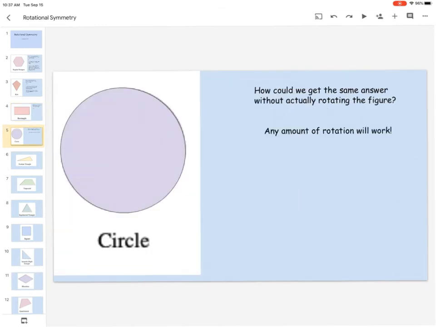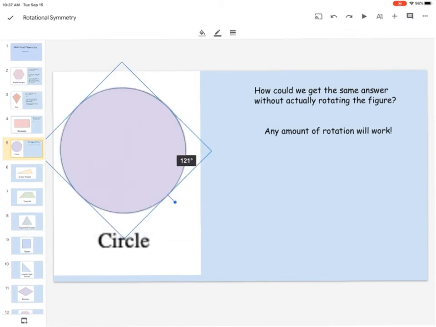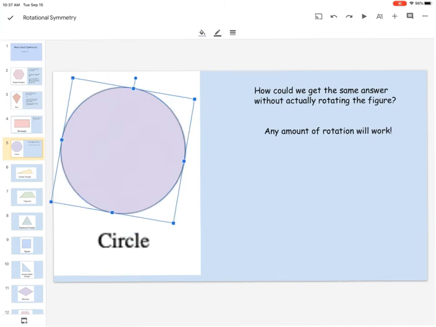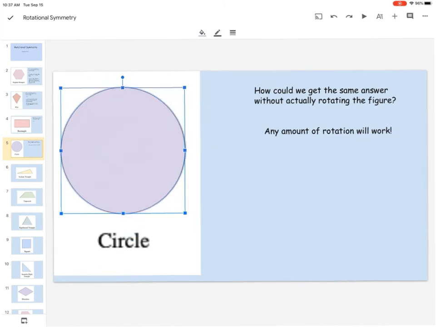And then the next one we're going to look at is a very special one, the circle. If you're rotating a circle around, it does not matter how much rotation you have. You could have a very little, you could have a very lot. It will always end up right back on top of itself. So we say a circle will have any amount of rotational symmetry.